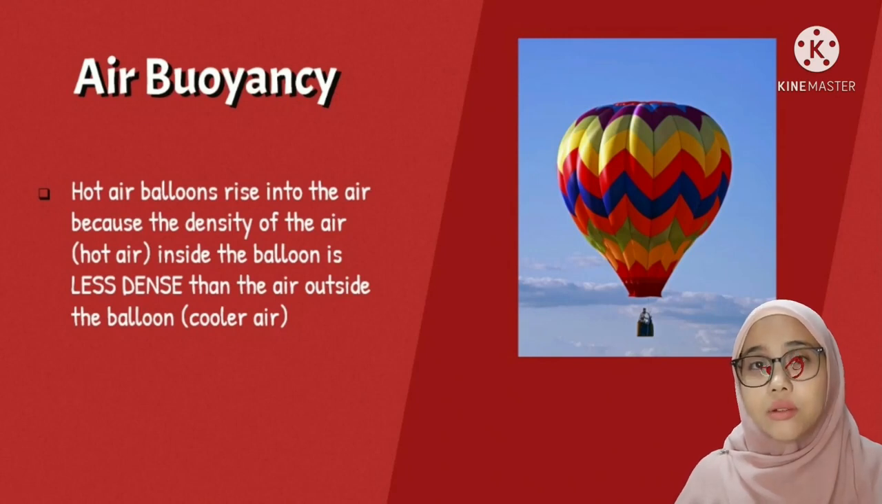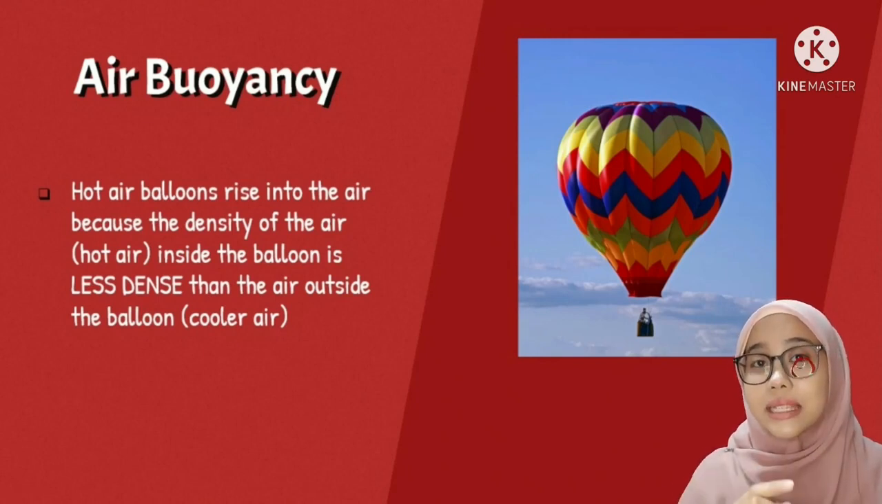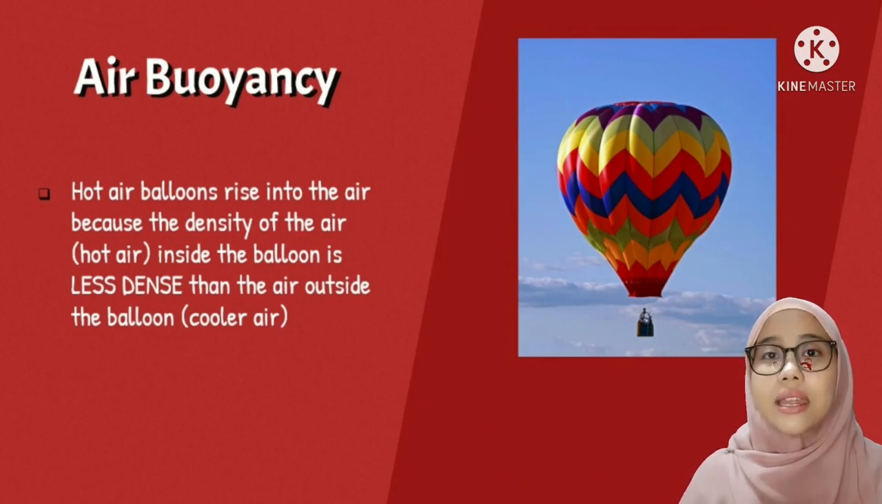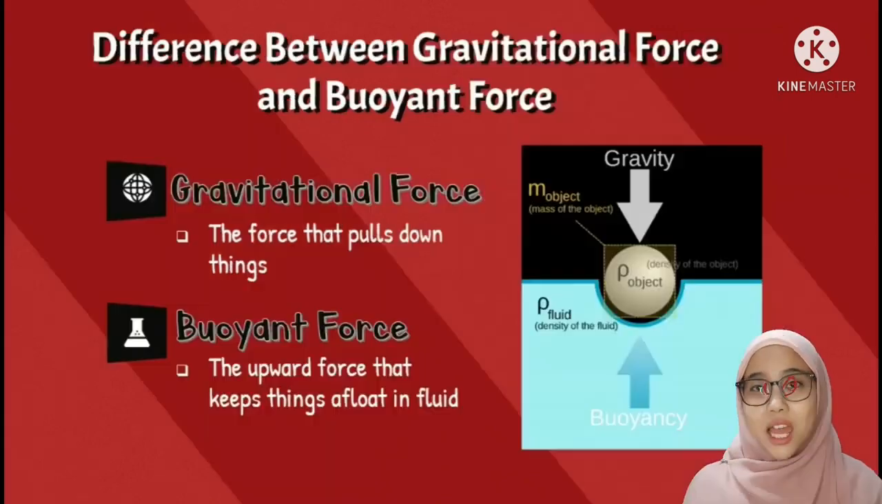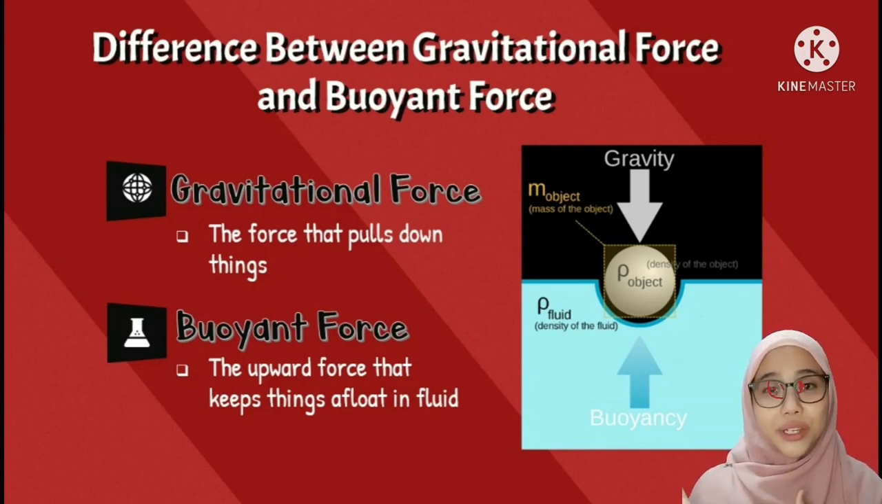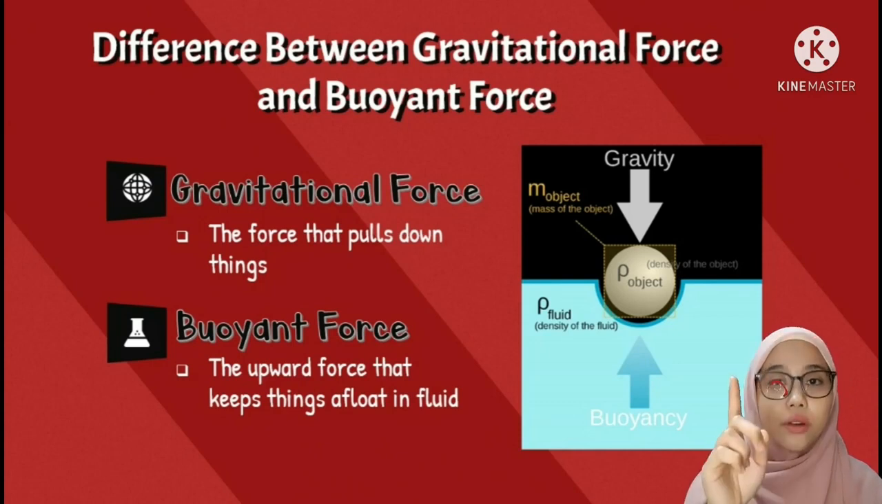Therefore, hot air balloons rise into the air because the density of the air inside the balloon, which is the hot air, is less than the air outside of the balloon, which is the cooler air. Now we can see the difference between the gravitational force and the buoyant force, right? As you can see in the picture here, in summary, the gravitational force is the force that pulls things down, while in contrast, buoyant force is the upward force that keeps things afloat in fluid, which is water and air.